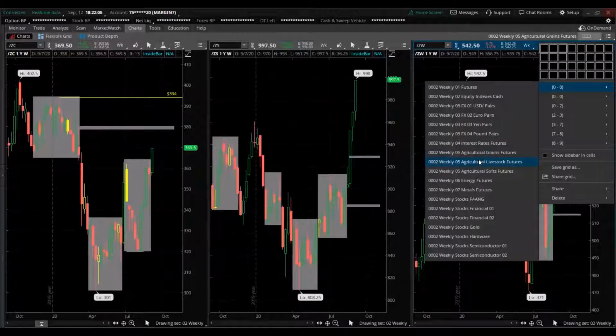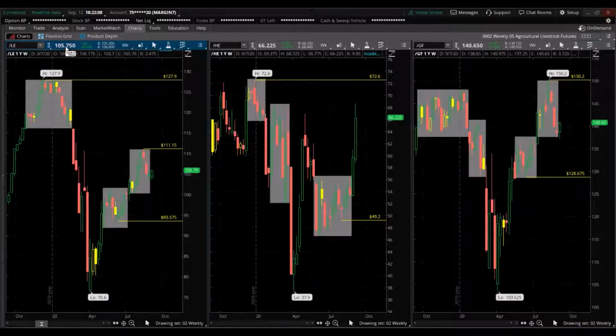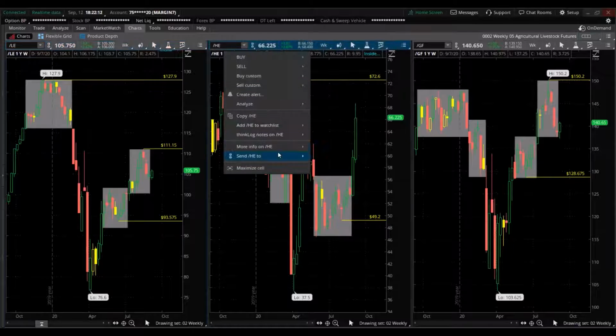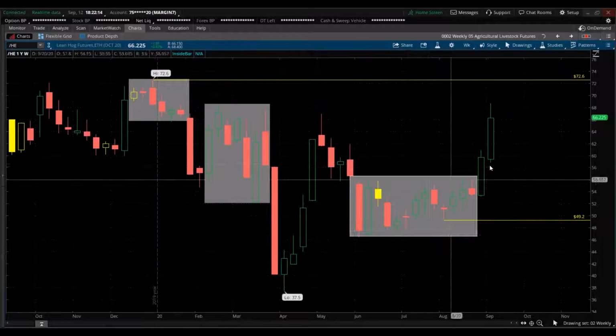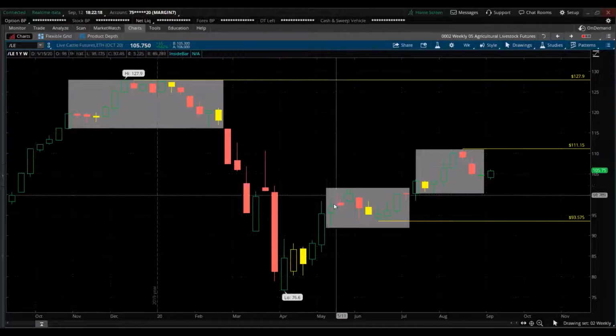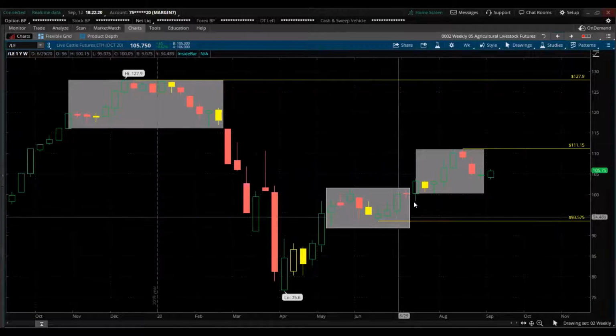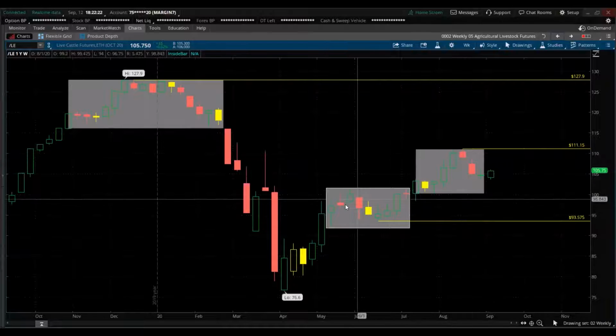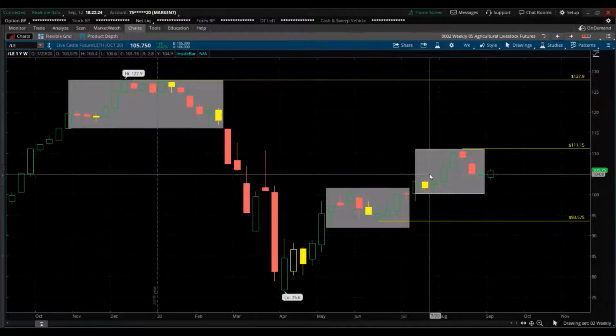Look at the livestock futures now. Just looking here at all three, right in the middle, the strongest one, the hog. But let's first look at the cattle, live cattle futures. We had a consolidation, break to the upside, another consolidation. So staircase pattern to the upside, bullish bias.